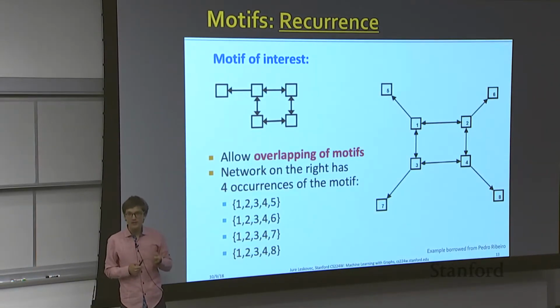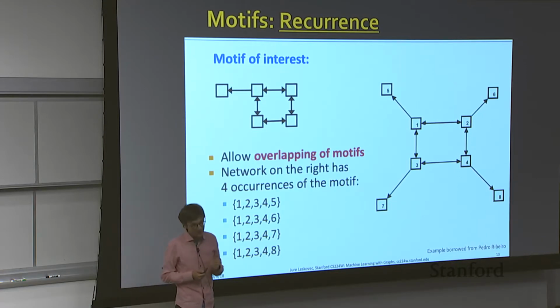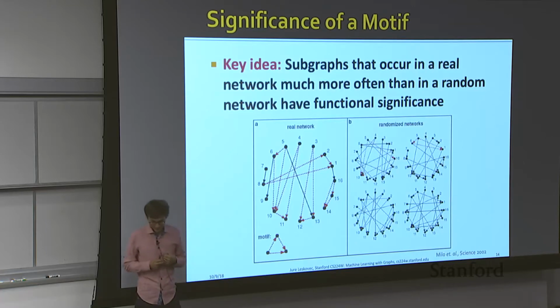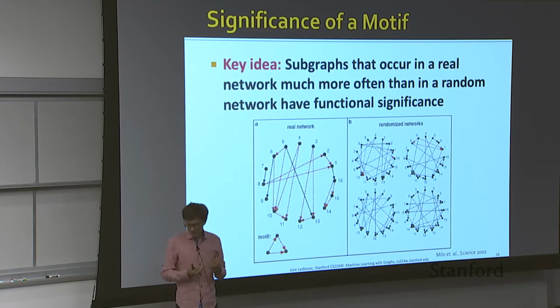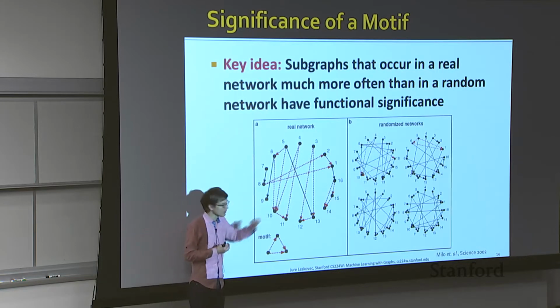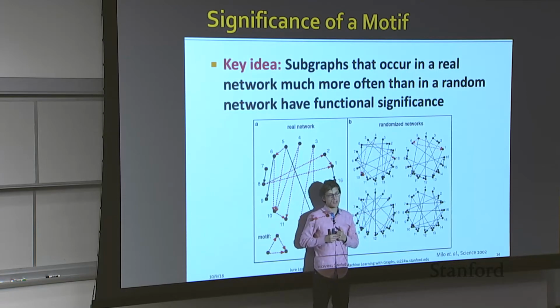Now we need to define this notion of significance. So that's the next concept we are going to define. And when we think about significance, here is how we think about it. The key idea is to compare the frequency, the number of occurrences of a given motif of interest in our network versus in some kind of random realizations of the network, right?